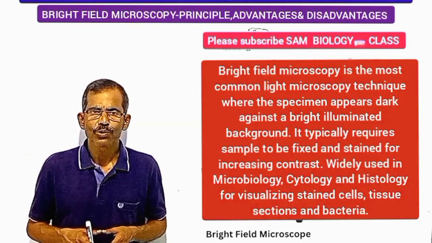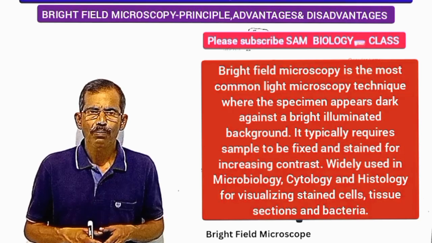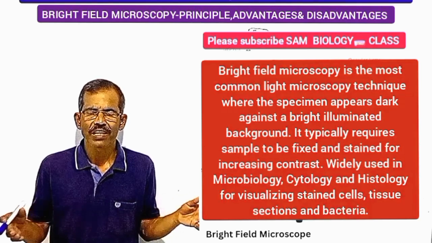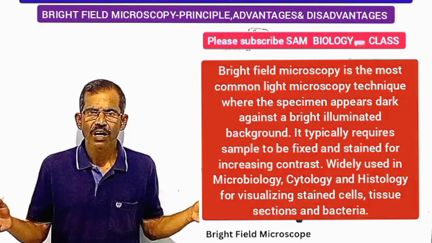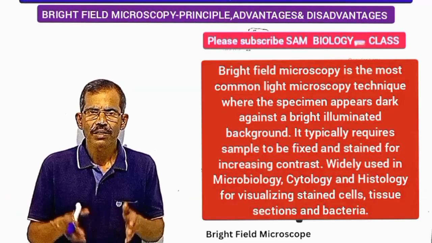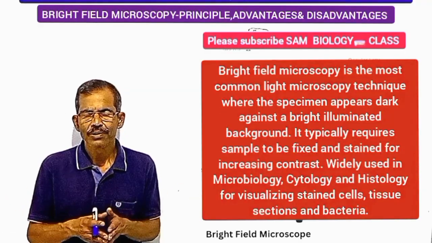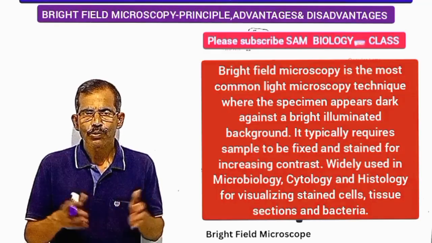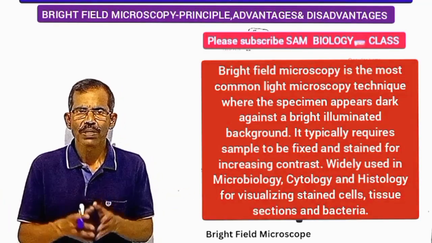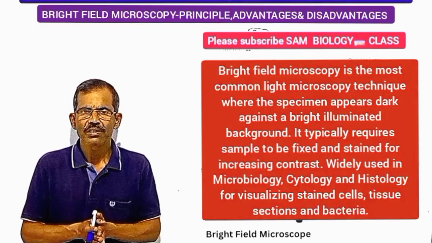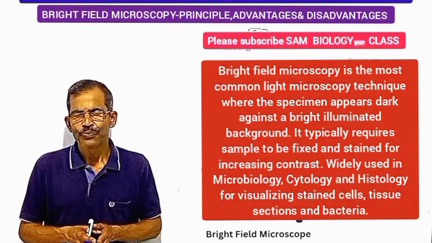Bright field microscopy is the most common light microscopy technique, where the specimen appears dark against a bright illuminated background. This technique utilizes transmitted white light from a specific source such as a halogen lamp.